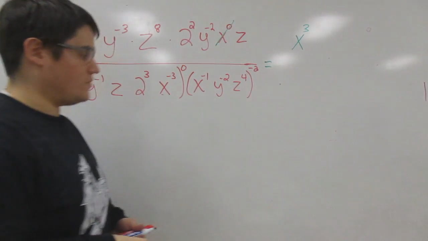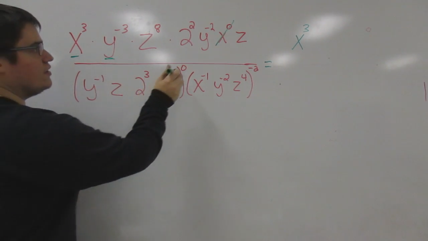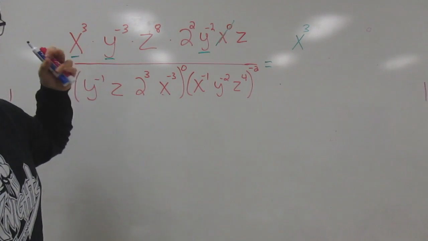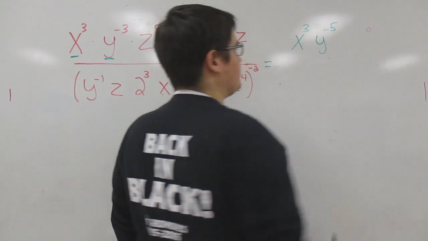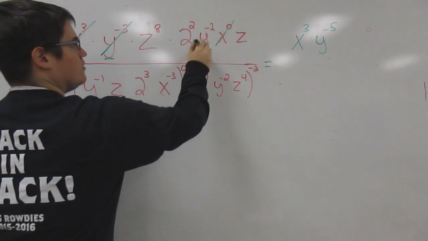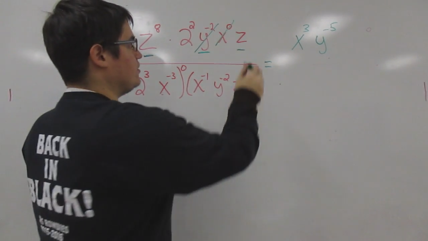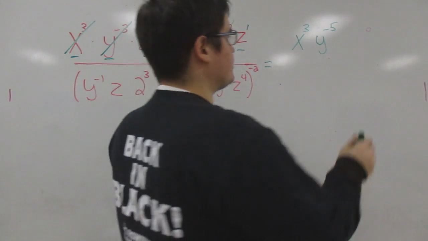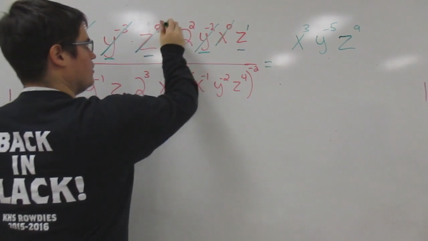So now I have x to the third. Now let's combine all our y's. Well, I have y to the negative 3 and y to the negative 2. When you're multiplying the same base, we add the exponents. So y to the negative 5. Kind of cross them off if you want to as you go. Now I have z to the 8th times z. Remember, when you don't see an exponent, it's a 1. Multiplying the same base, add the exponents. Z to the 9th.